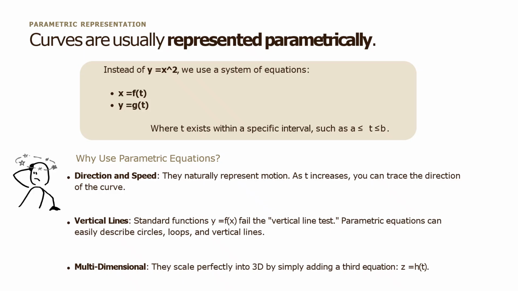There are several advantages to this approach. First, it naturally represents motion because increasing t traces the path continuously. Second, it can represent curves that cannot be expressed using ordinary functions, such as circles and vertical lines. Third, extending to three dimensions is very simple by just introducing another equation for z. For these reasons, almost all modern graphic systems represent curves parametrically.